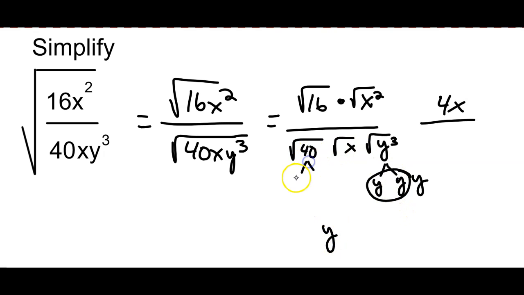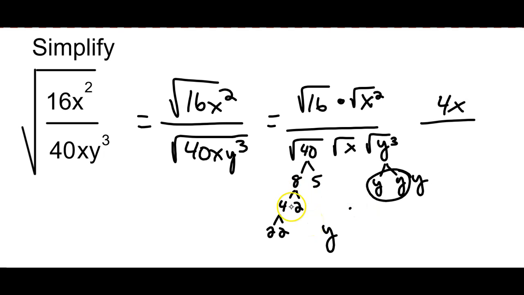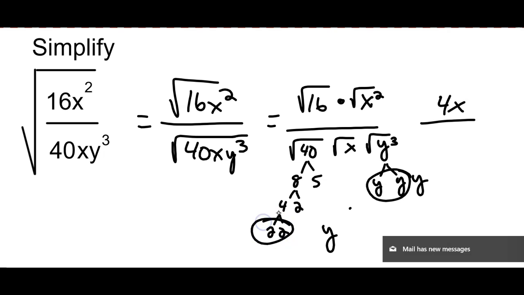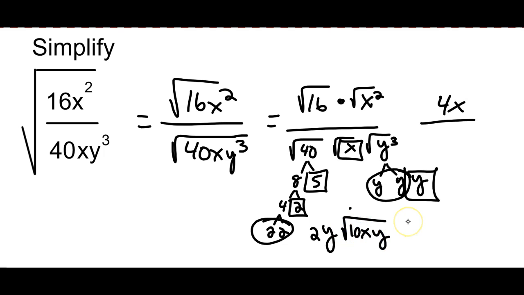And then let's break up 40 into 8 times 5. 8 breaks up into 4 times 2, and then you get 2 times 2. Right here I've got a pair of 2s, so I'm going to pull out that 2 with the y. And all of this leaves me with 2, 5, x, and this y left over. That's what's going underneath the radical again. So 2 times 5 is 10 times x times y, so I end up with 10xy under the radical. And so this is what the denominator simplifies to: 2 times y times the square root of 10xy.